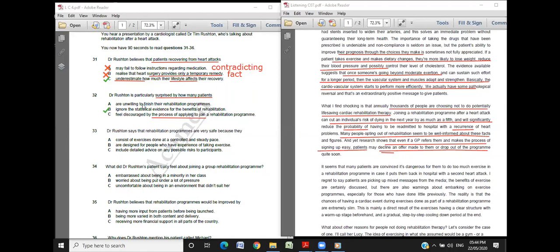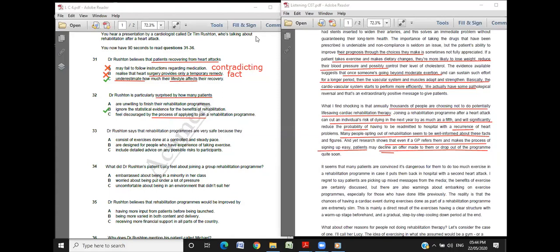What he is surprised about is that even though we have so many facts and figures showing it can reduce heart attacks and reduce the risk of dying by one fifth, still people decline. Even if the GP is helping them to sign up, still they decline. So the GP is helping them, that helps you rule out option C, and therefore B is the correct answer here.